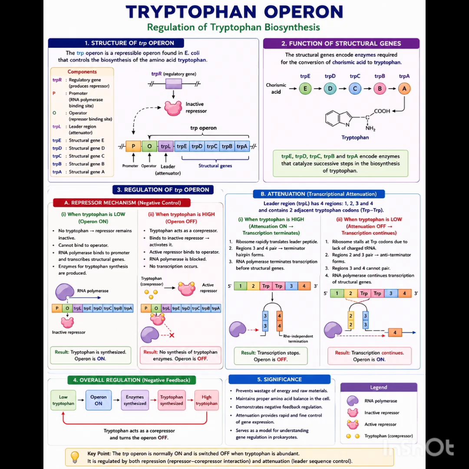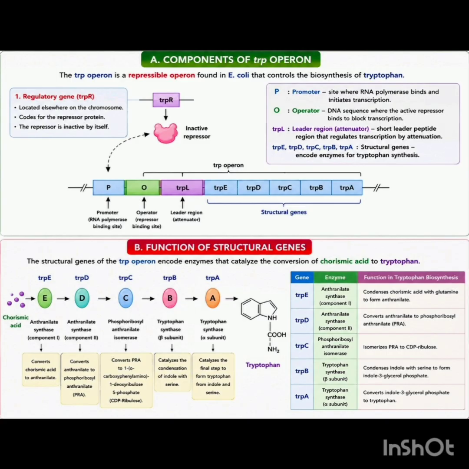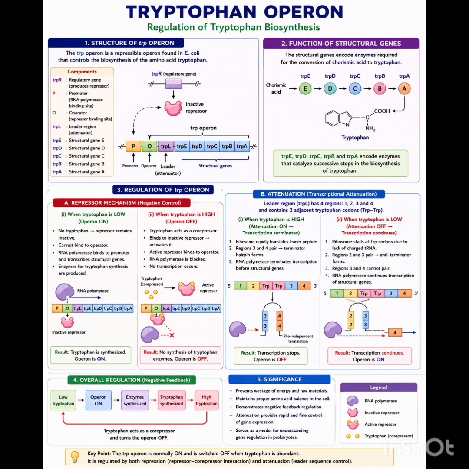Separate from the operon is the regulatory gene trpR. This gene produces a protein called the repressor. Interestingly, the repressor protein synthesized by trpR is initially inactive and cannot bind to the operator. For the repressor to become functional, it requires interaction with a tryptophan molecule.